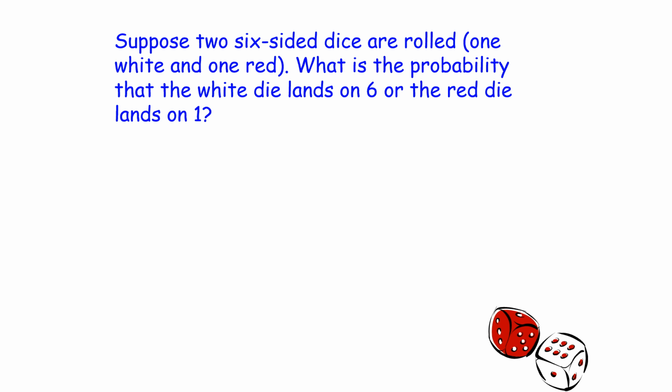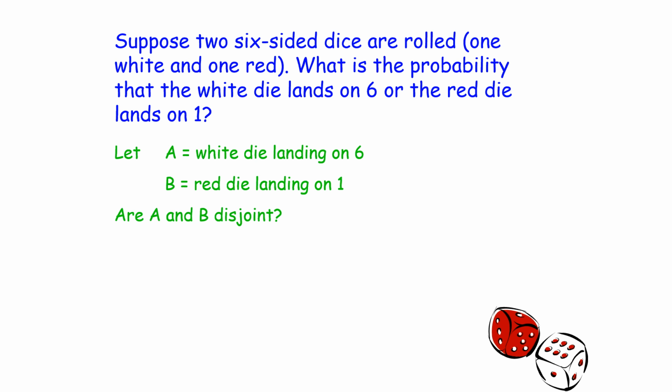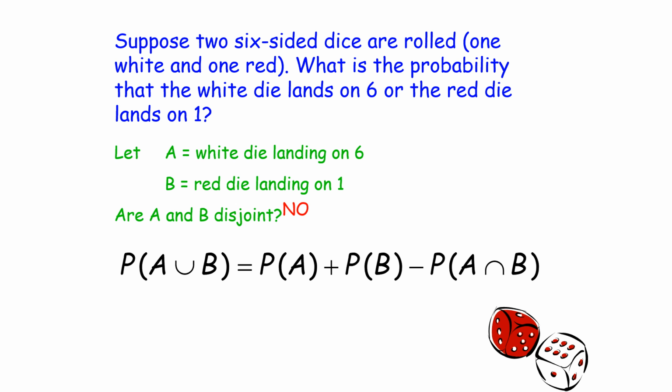Suppose two six-sided dice are rolled, one white and one red. What is the probability that the white die lands on a 6, or that the red die lands on a 1? So we're going to let A equal the white die landing on a 6, and let B equal the red die landing on a 1. So we want to know, are A and B disjoint? No. So here we have the probability of A or B. We're going to take the probability of A and add it with the probability of B, and subtract the probability of A and B.